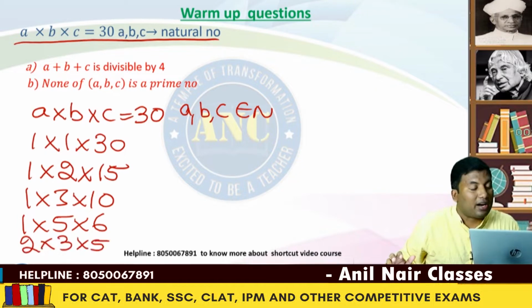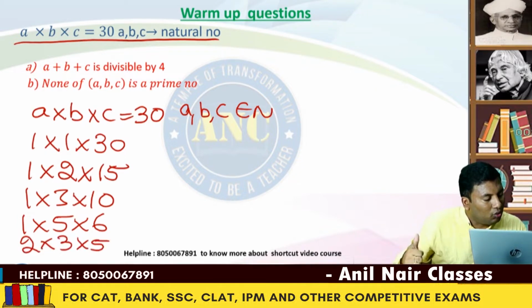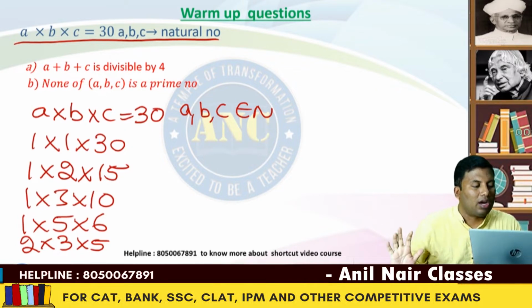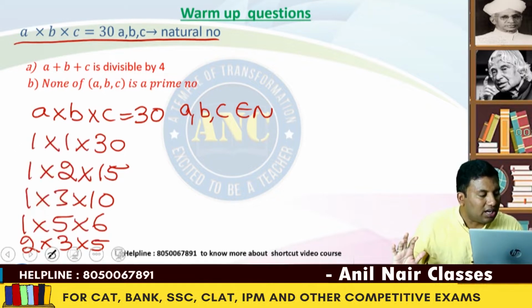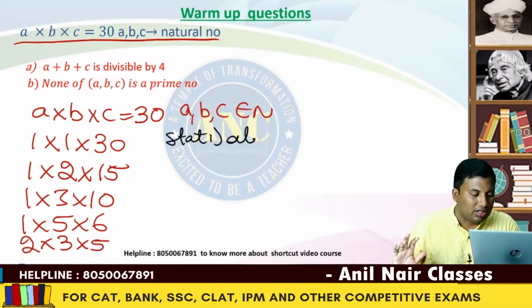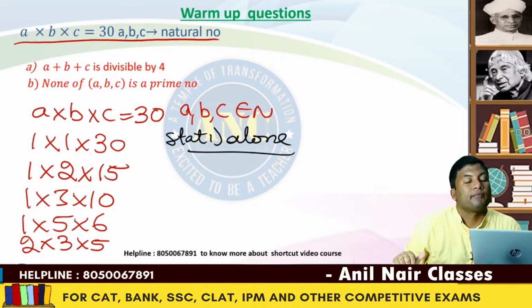Let us check all the factors of 30. Is it over 1, over 2, over 3, over 5, over 6, over 10, over 15, over 30? All are over. This is according to the question. First I will start with statement 1 alone. Always I will start with statement 1 alone.